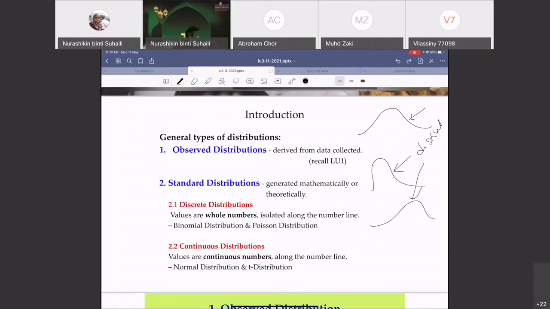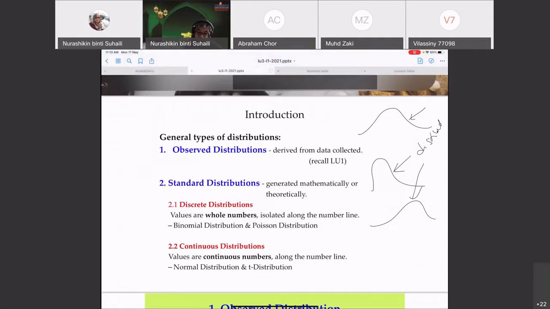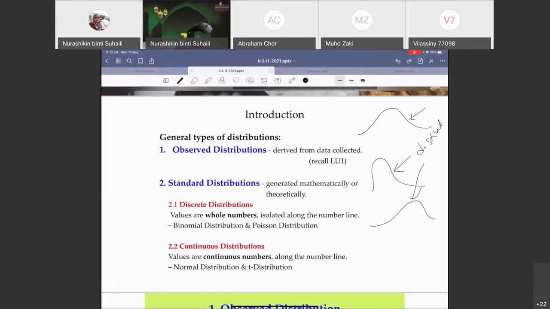Right. So when we talk about standard distribution, it can be classified into two types, namely discrete distribution and continuous distribution. Okay, so the difference lies in the terms here, discrete and continuous. So what does discrete mean? Discrete data or discrete values refer to whole numbers, with no decimal points. I think I've discussed this before.